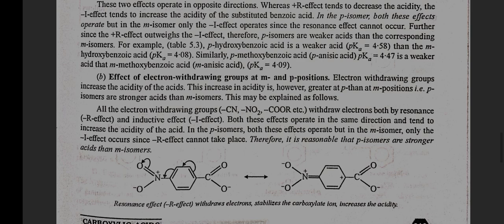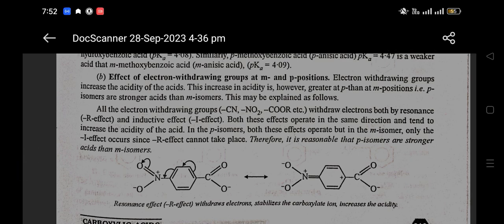Electron withdrawing groups increase the acidity of the acids. This increase in acidity is however greater at para than the meta position. All the electron withdrawing groups withdraw electrons both by resonance and inductive effect. Both these effects operate in the same direction and tend to increase the acidity of the acid.